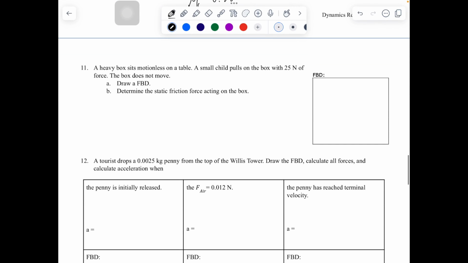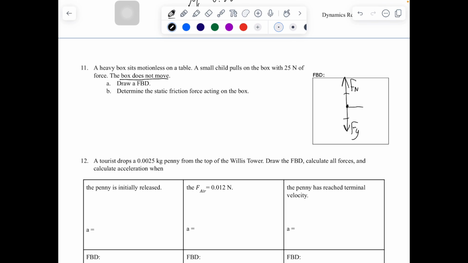Number 10, heavy box sits motionless on a table. A small child pulls on the box with 25 newtons of force. The box does not move. All right, box is not moving. The free body diagram, forces acting, must all be balanced. Force of gravity balances the normal force.